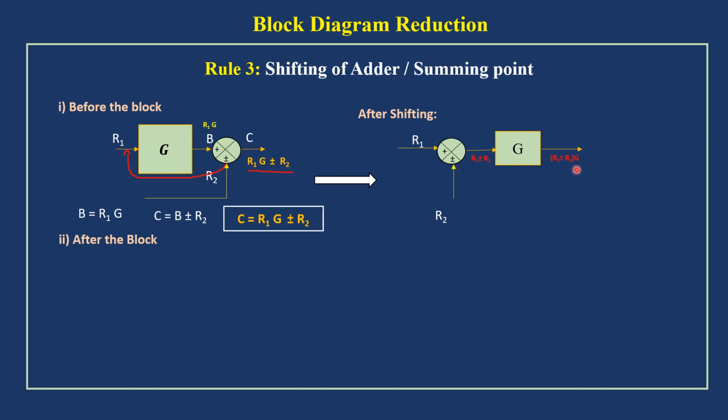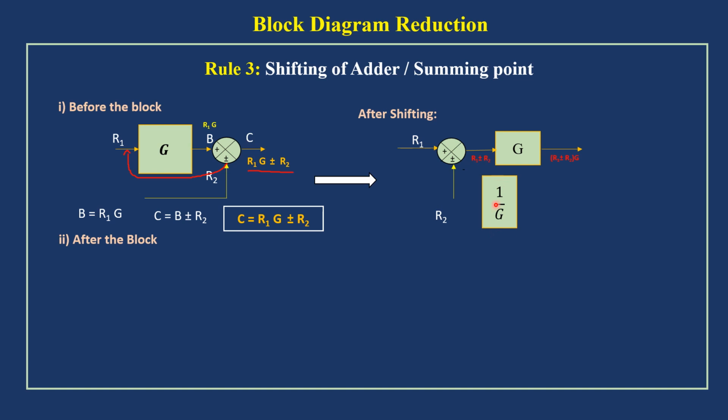So this is wrong. This output is different from this. We should maintain this output. We should get this output. So to get this output, we should include some other block. What can we include? We can include the reciprocal of gain. The reciprocal of gain, 1 by G, should be included to get the same output.